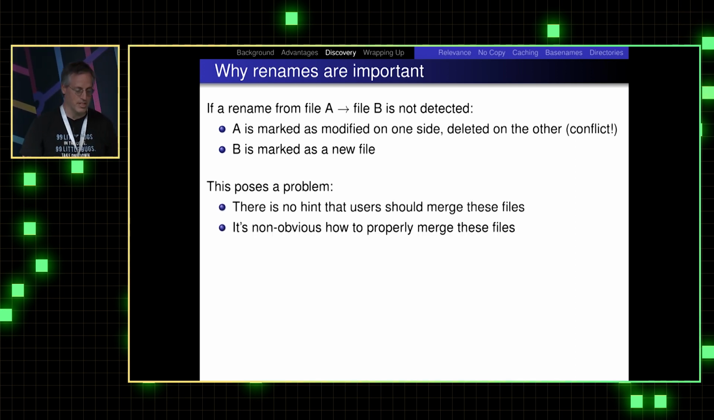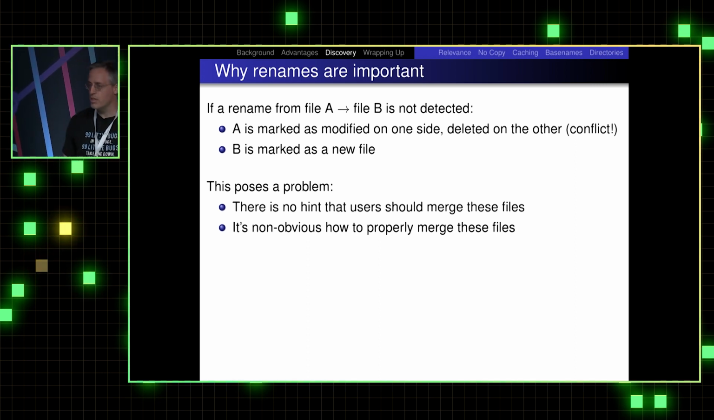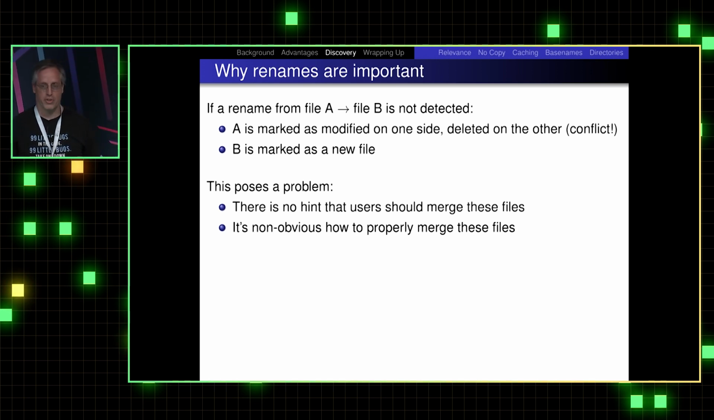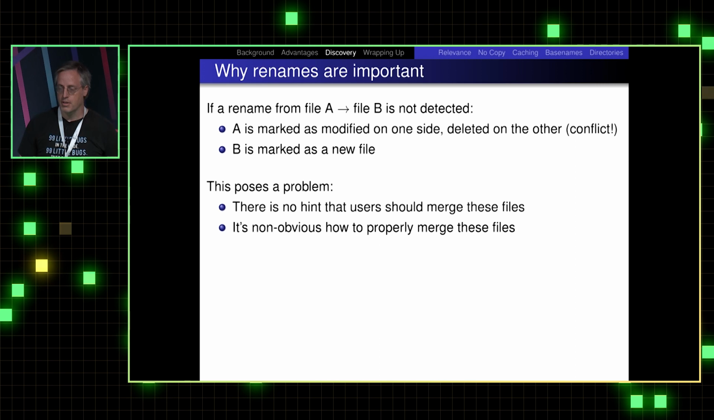This is a problem because there's no hint to the user that they need to merge these 2 different files. And even if they happen to know that they need to merge those files, it's not obvious how to do so. They're missing the base version to be able to look at.